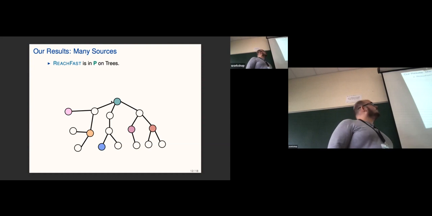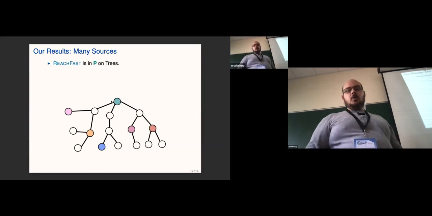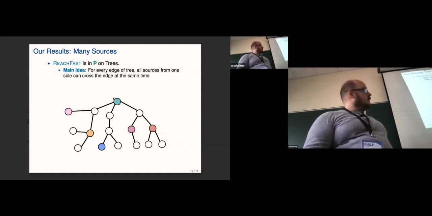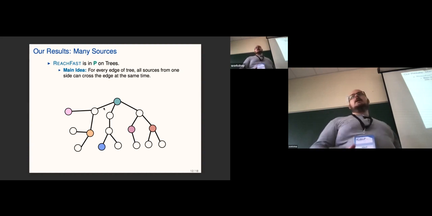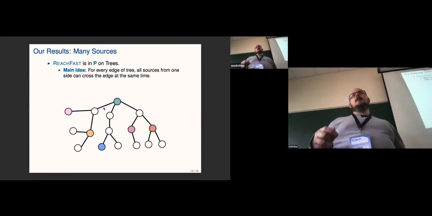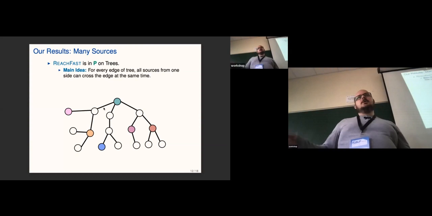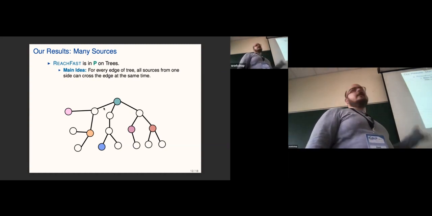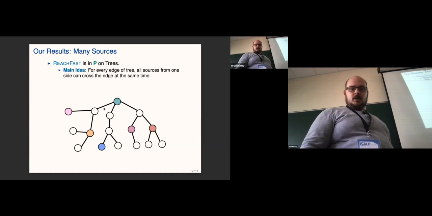And now finally, we look also at many sources. Here, we first observed that on trees, even without any restriction or anything else, we get a polynomial time algorithm. And the main idea is basically when we look at some edge, for example, this top edge, then everything on the right side of this edge, we can assume that it crosses this edge to the left side at the same time, because everybody, instead of crossing an edge, can wait for the slowest source to reach that vertex, and only then together move through the edge, because everybody anyhow needs to reach it. And that idea gave us an algorithm.